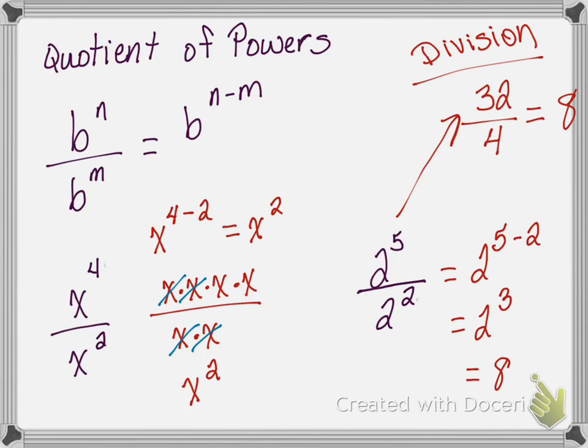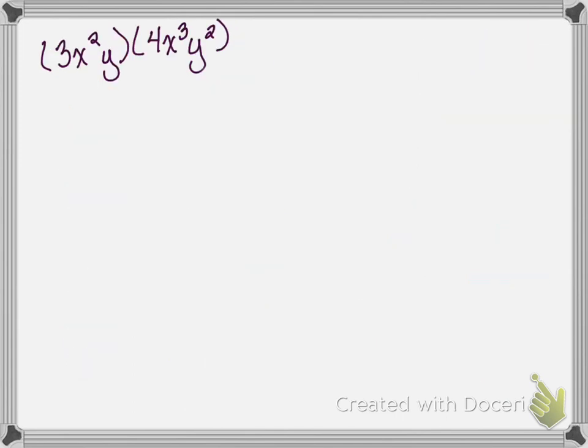Now we're going to take these properties and we're going to put them all together. So here we go. Okay. 3x squared times y times 4x to the third y squared.